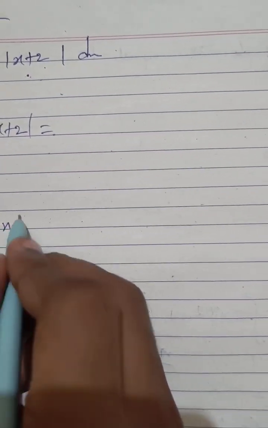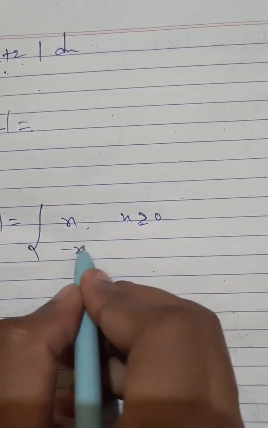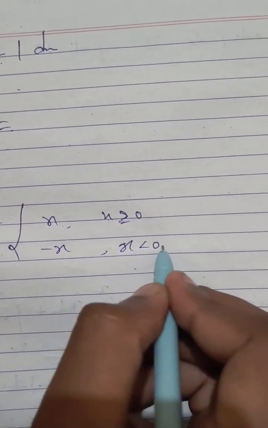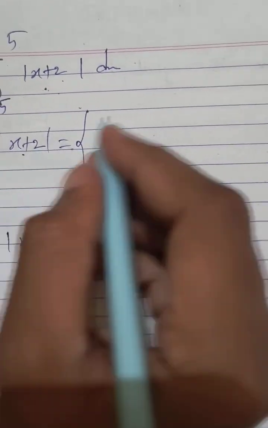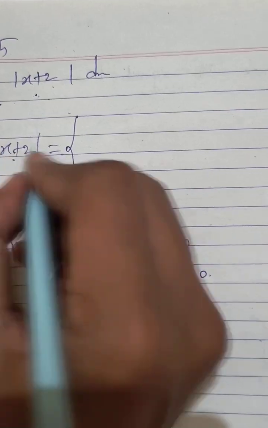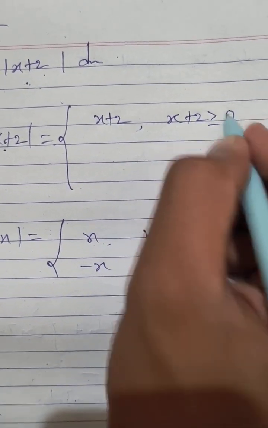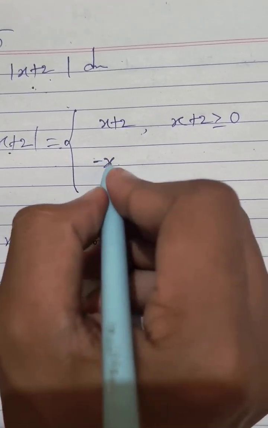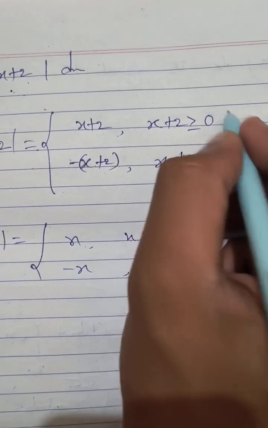We know that mod x is equal to x if x is greater than or equal to 0, and minus x if x is less than 0. Is it clear, student? Here it is the same, in place of x we have x plus 2. So the value of mod of x plus 2 is x plus 2 if x plus 2 is greater than or equal to 0, and minus of x plus 2 if x plus 2 is less than 0.